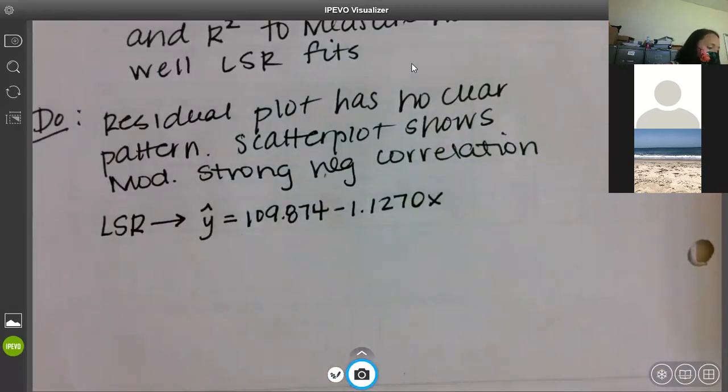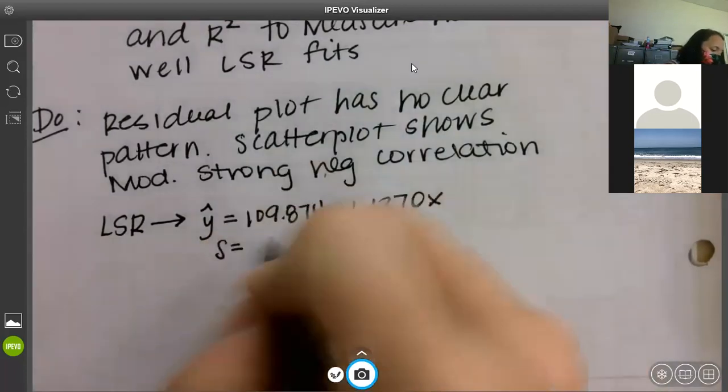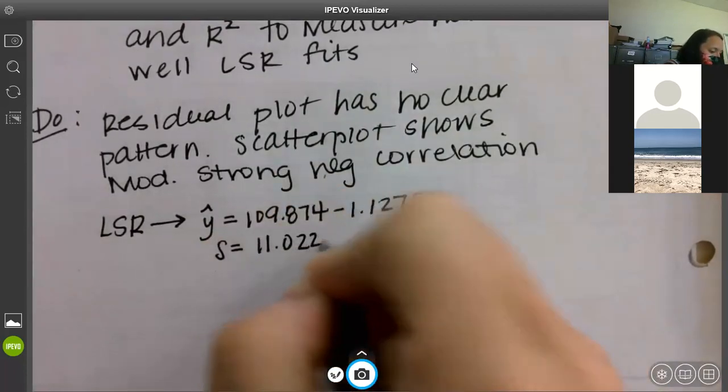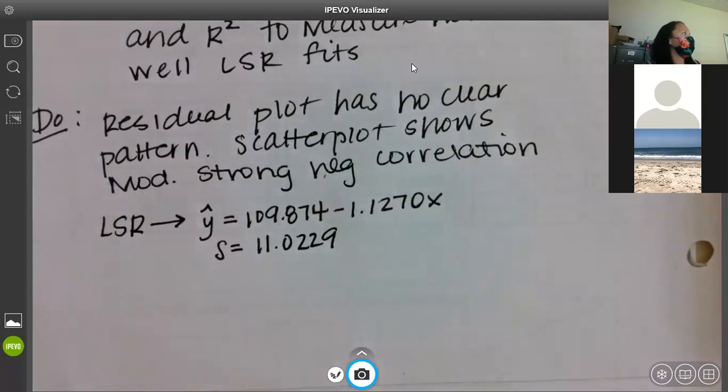We asked about the standard deviation, right? What's your S or your standard deviation? 11.023. If you didn't see that or you don't know where it's from, make a note where that's at in that chart. It should be clear cut. All right, so what does this mean? This S is 11.0229.